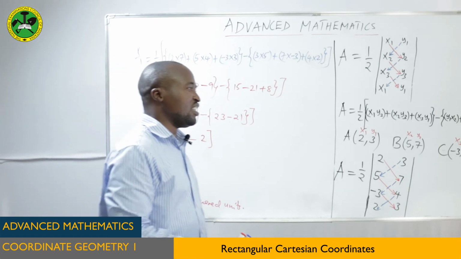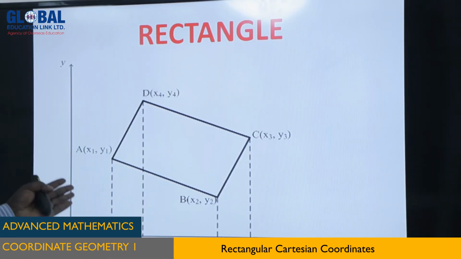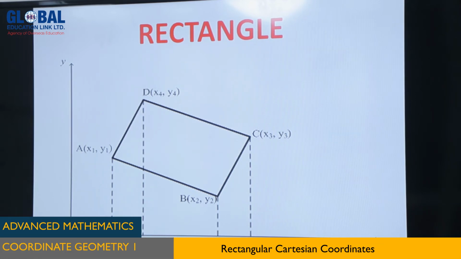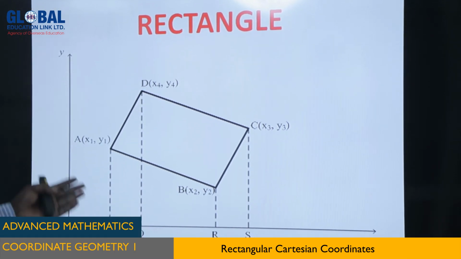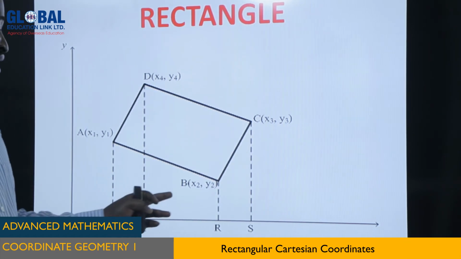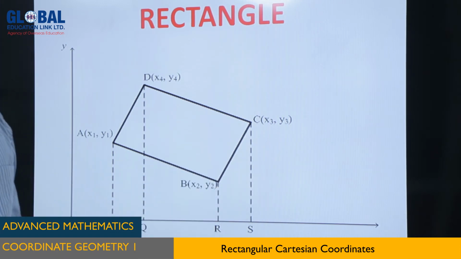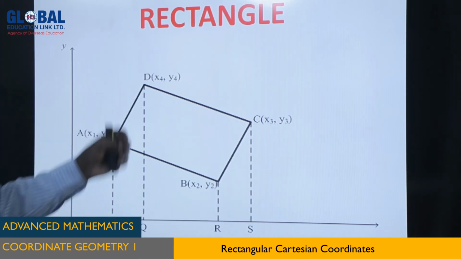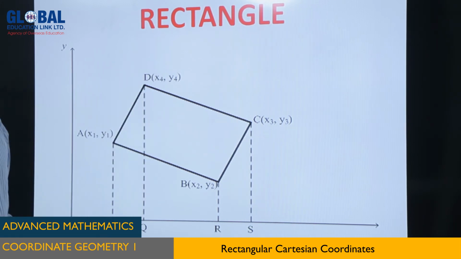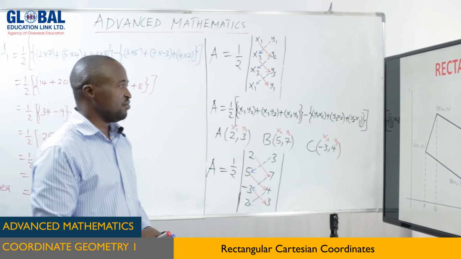This time we are going to discuss the area of a rectangle. So here we have a rectangle drawn in the XY plane. So this rectangle has 4 coordinates. Coordinate A, that is x1, y1. The second coordinate, that is B, x2, y2. And the third coordinate, that is C, x3, y3. And the last coordinate, that is D, x4, y4. Even that one is possible to find its area, and it is very simple.